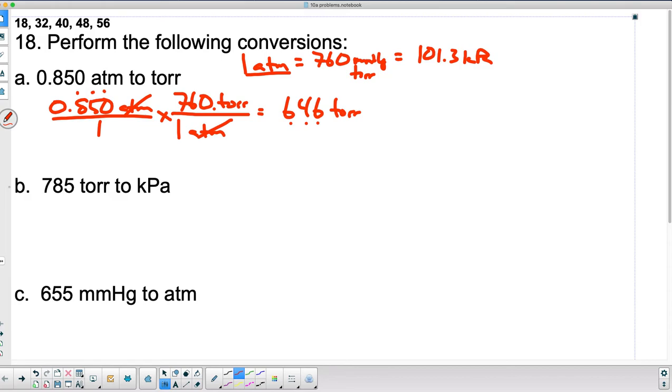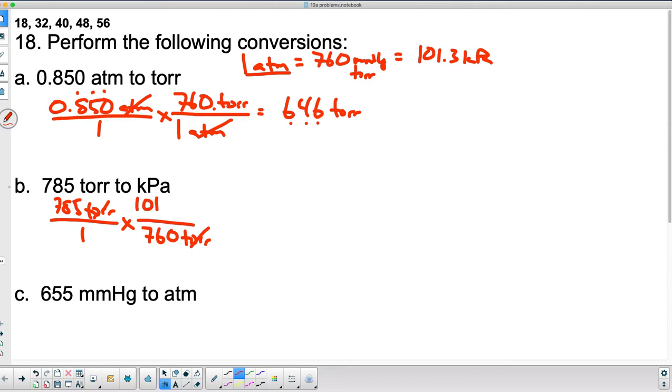Okay, one more example, 785 torr. That's the worst 785 I've ever written. And then we're going to change that to kPa. So automatically I know the 760 torr goes on the bottom, so the torr cancels with torr. There we go. And that leaves 101.3 kPa on top.